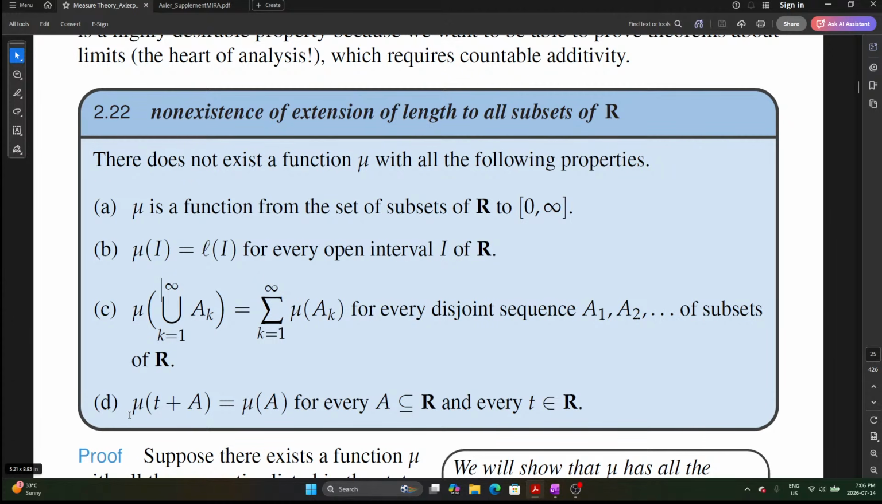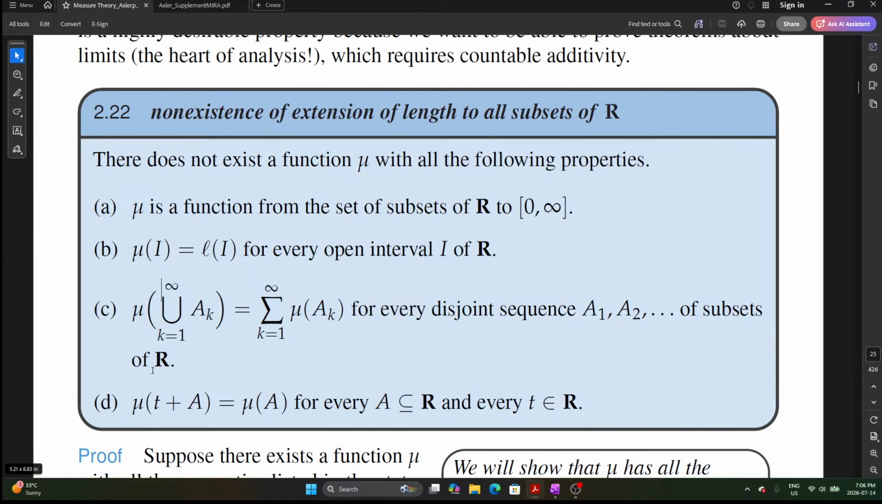And D is the behavior of mu under rigid motion. If we translate a set A, mu should not change. These are all very natural properties. Unfortunately, such mu does not exist. That is to say, A, B, C, D are mutually contradictory. So this puts us in a bit of a dilemma. We want all of them to hold, but logic does not allow that.